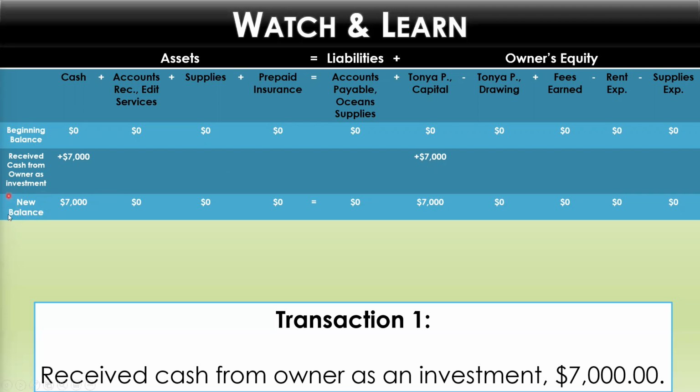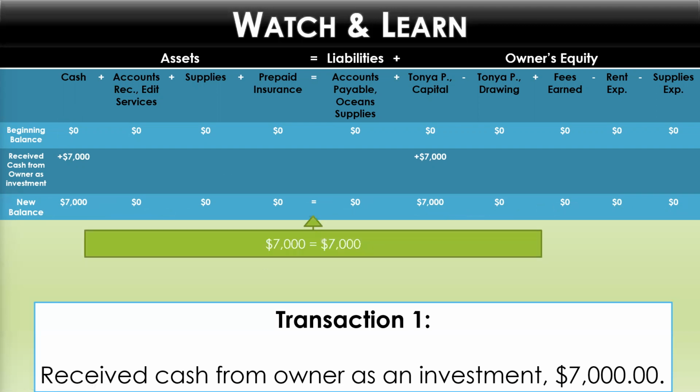On the next row here, we have the new balance. So we're just going to bring down the balance in each account. The cash balance is now $7,000. These balances are 0 because we did not use them. The capital account balance is now $7,000, and then these account balances are still 0. As you can see here, each side equals 7,000. This means we have remained in balance.